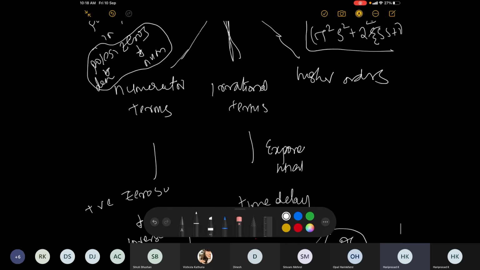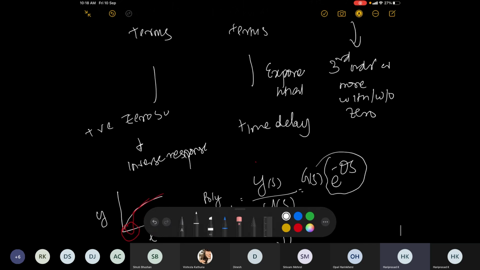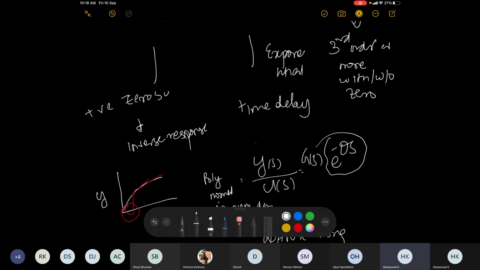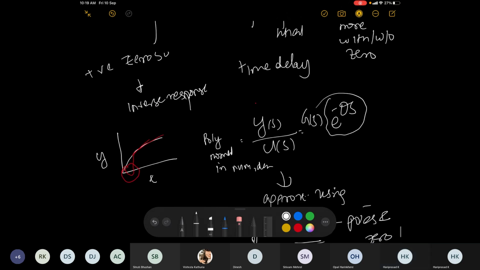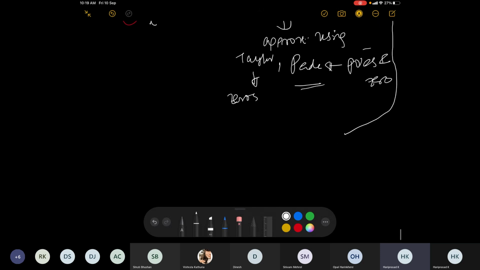And the third characteristic is higher order terms. So when we talk about third order or more, maybe with or without zero. So you can have a zero also. So higher order terms in the denominator, and in the numerator also you would have a zero term, then it's not a very easy thing to handle. So let me bring this in over here.